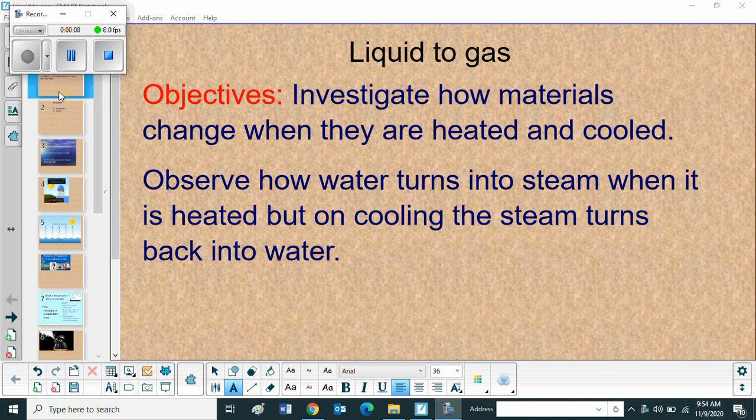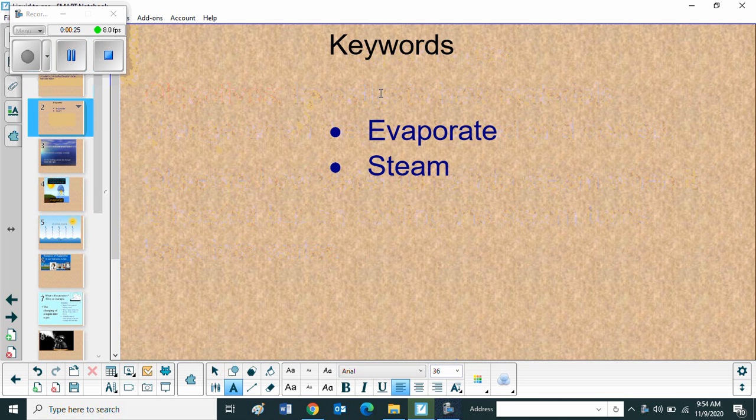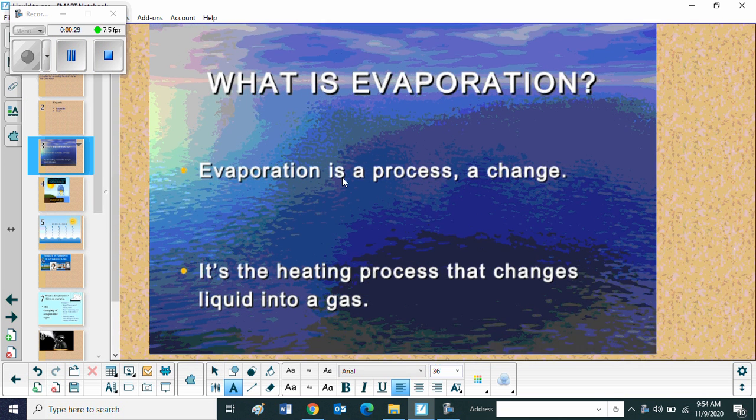Liquid to gas, unit 3.5, liquid to gas. Objectives: investigate how materials change when they are heated and cooled. Observe how water turns into steam when it is heated, but on cooling, the steam turns back into water. Keywords: evaporate and steam. What is evaporation?